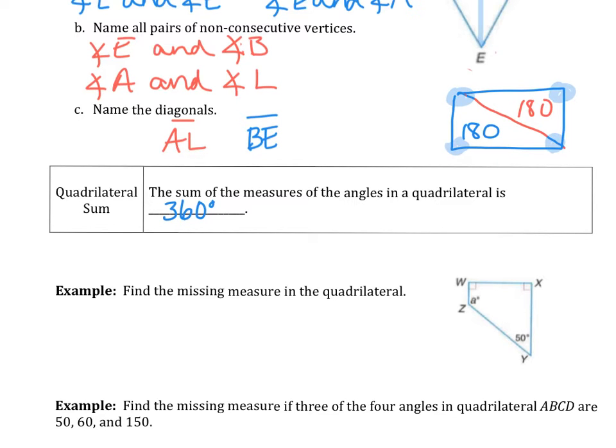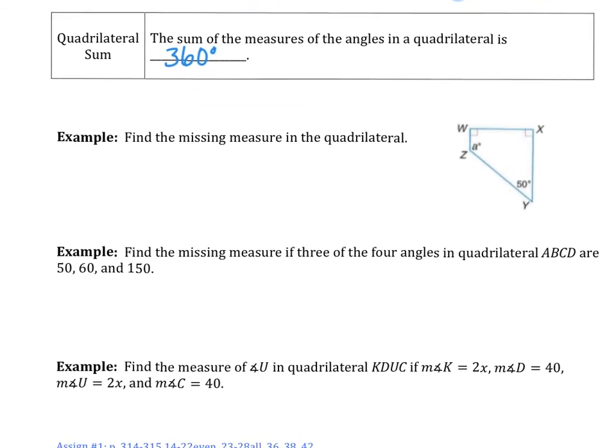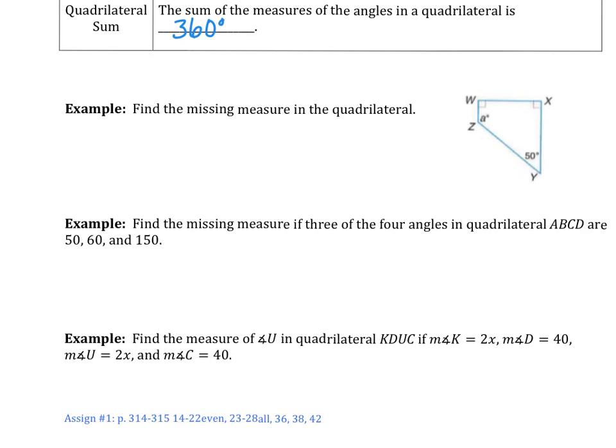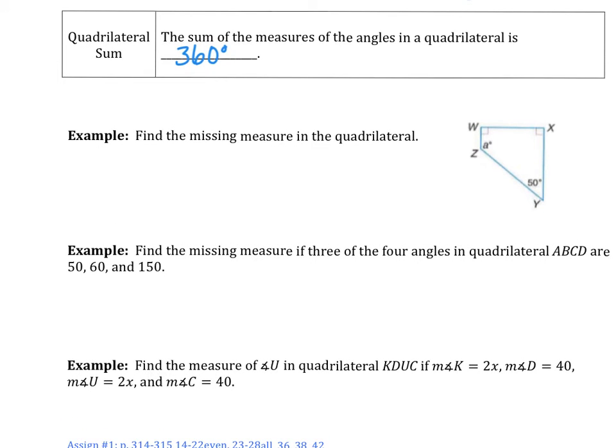All right, now let's do an example here. Finding the missing measures of the quadrilateral. And again, we just learned that the sum of the angles of the quadrilateral add up to 360. So I'm going to go ahead and mark my 90 degrees here, and I've got 90 degrees here, those two right angles there.